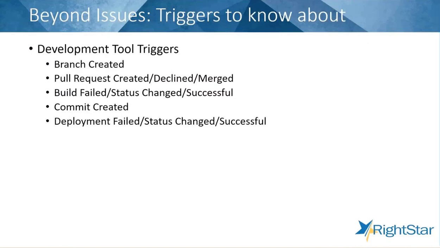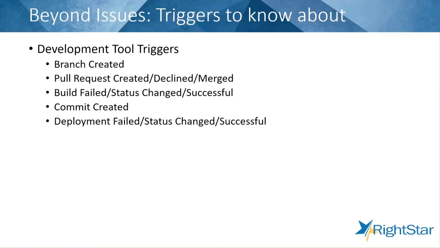There are a raft of development tool triggers. And if you're looking for ways to automate the integration between Jira and Bitbucket, or Jira and some other tool like GitLab or GitHub, these triggers are invaluable to you. So you have a trigger for when a branch is created.